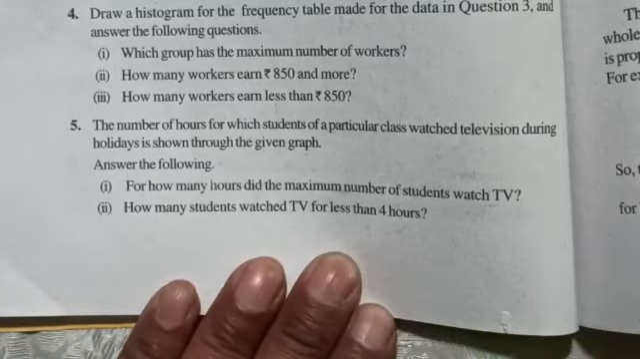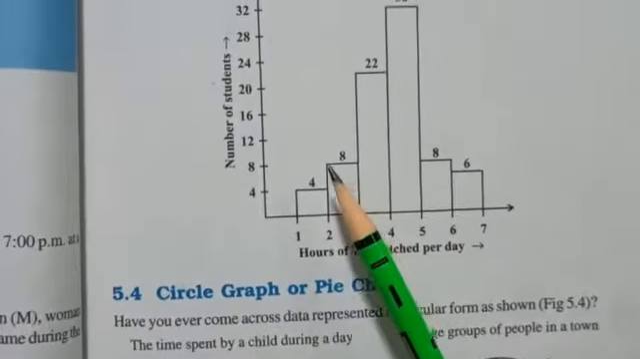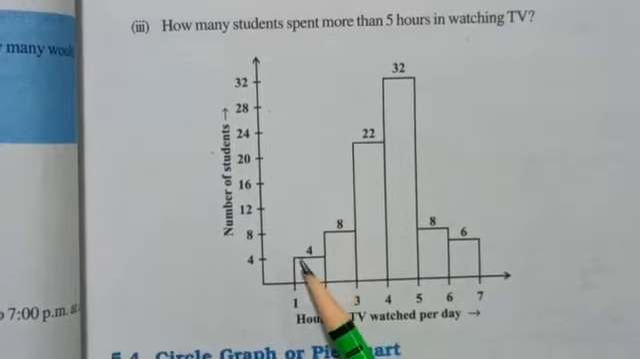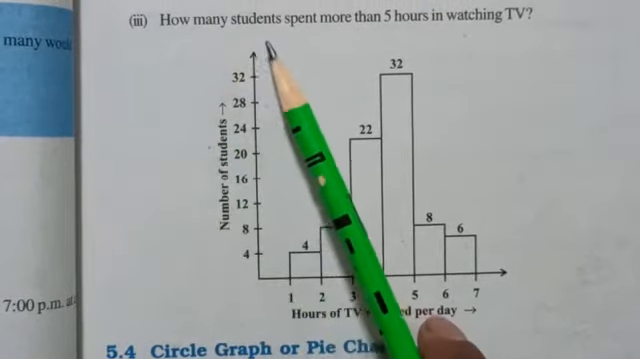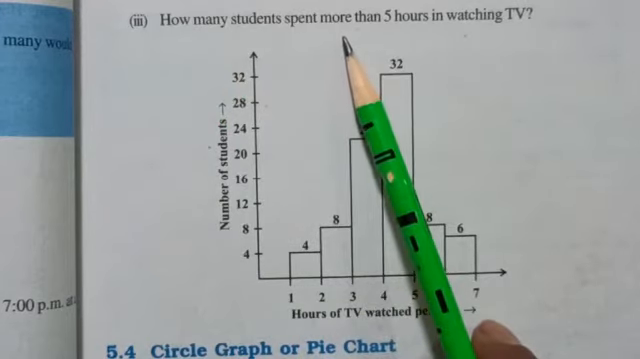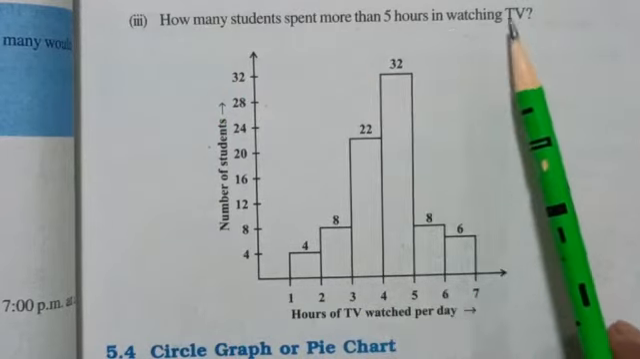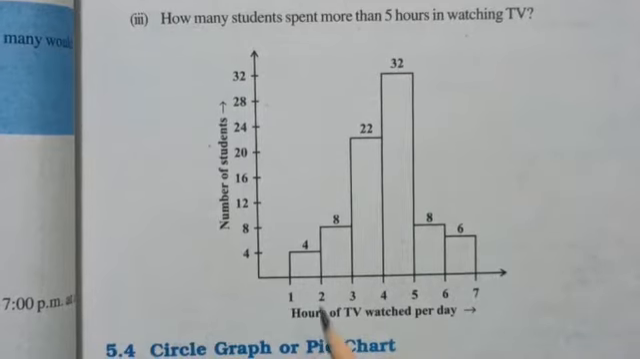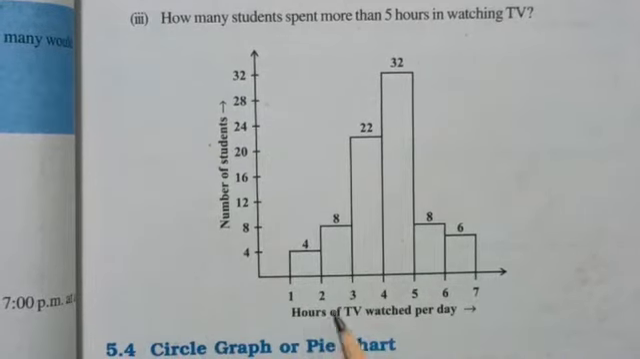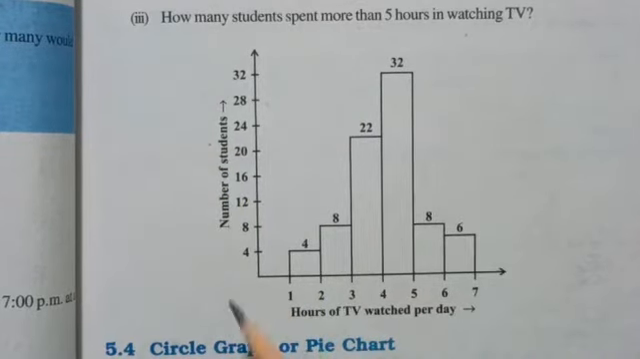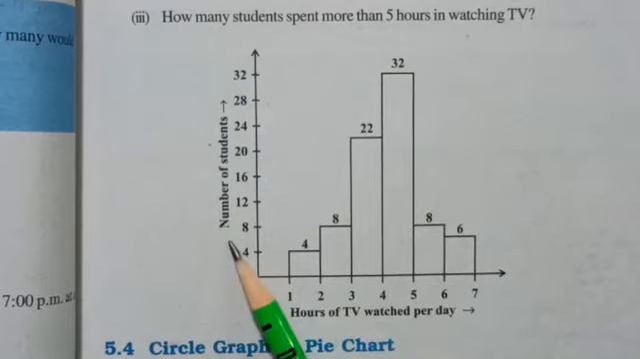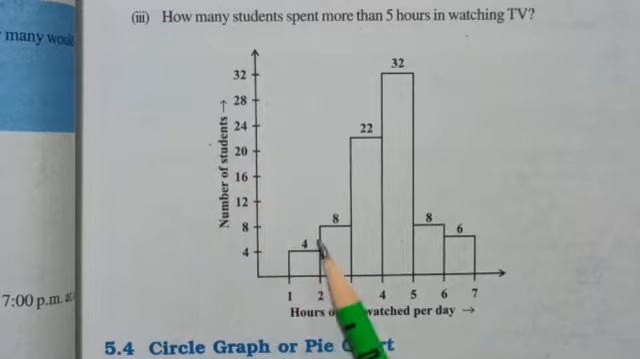To answer this, we have to observe this graph, and by studying it, we have to answer the questions. Now, Roman number 3: How many students spend more than 5 hours in watching TV? Okay, now let's try this. Here you see in this histogram, this is hours of TV watched per day, and this is the number of students, and these are the bars.